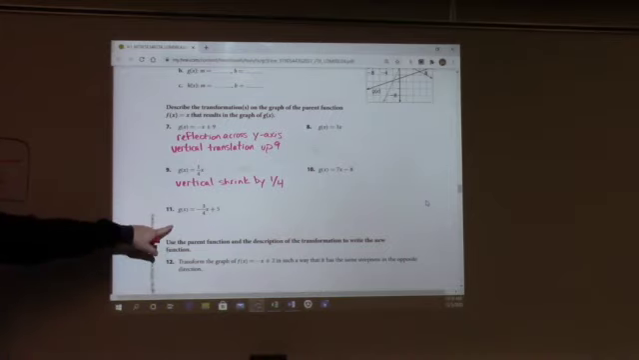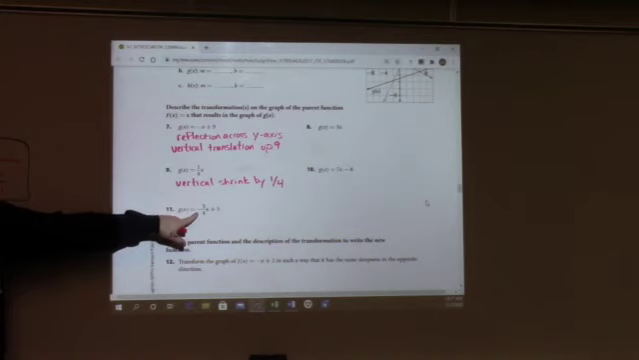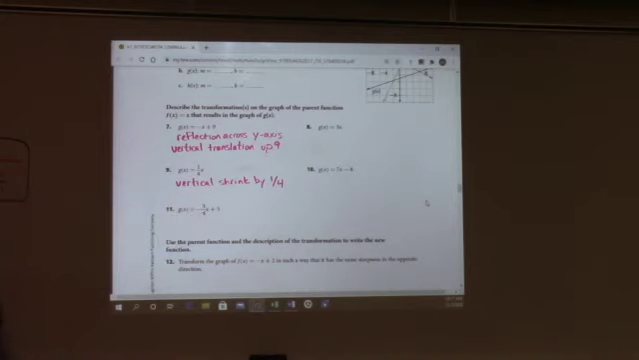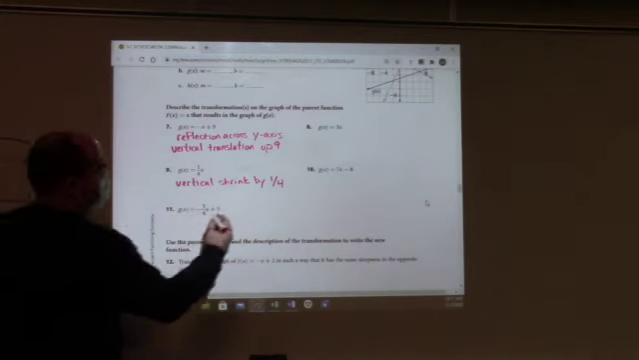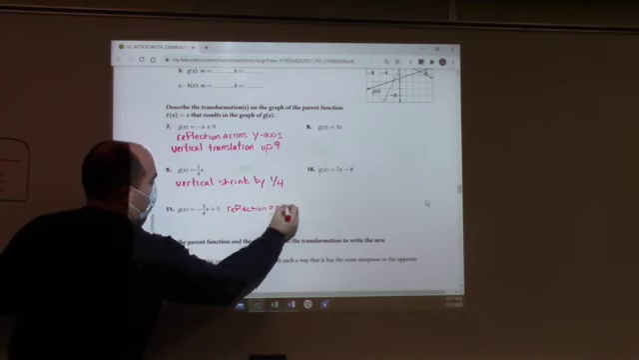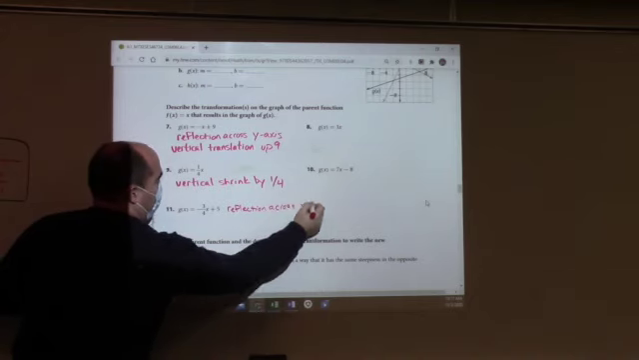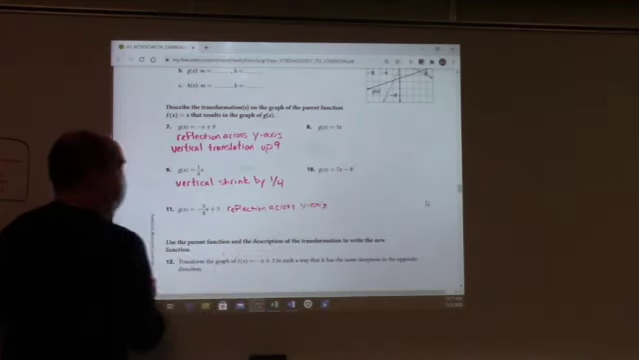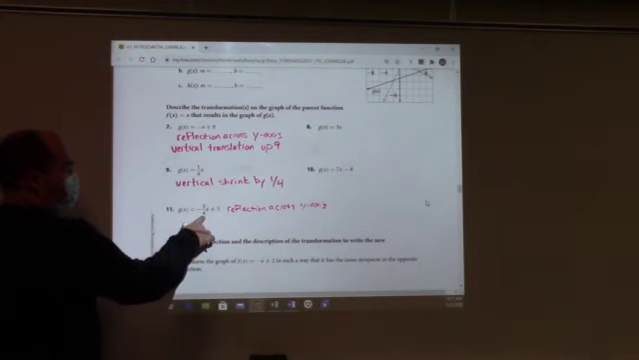Alright, so now we get down to 11. We got all of this going on. So what's the first thing you see? A negative. So that means what? Reflection across the y-axis. Okay, reflection across the y-axis.